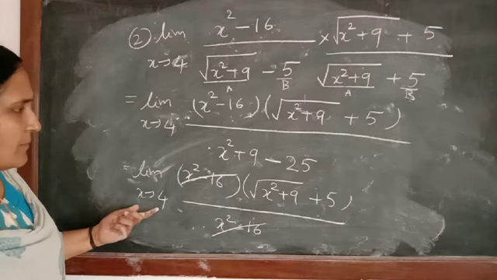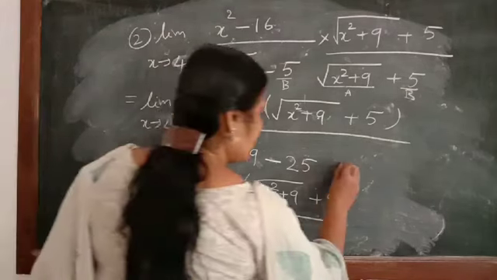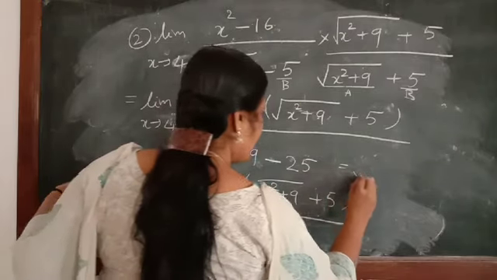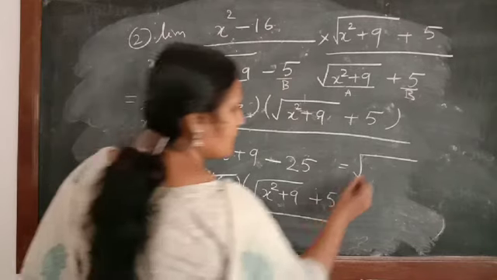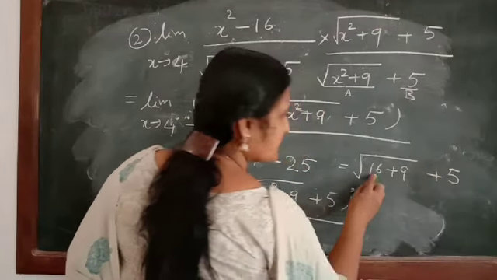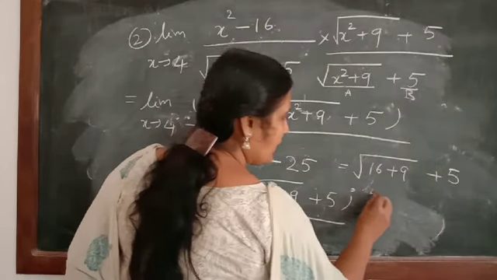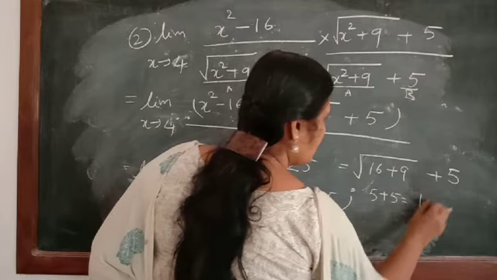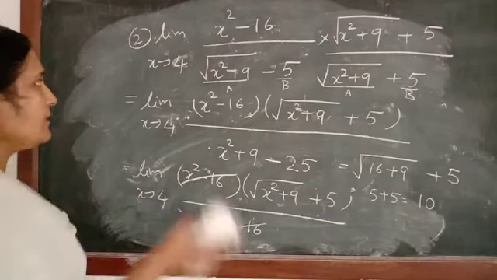Now what can we do? In place of x we can substitute 4. Then it will be equal to, now avoid writing that limit, square root of 4 square, which is 16, plus 9, plus 5. 16 plus 9 is 25, and what is the square root of 25? 5. So it will be equal to 10. Okay, now the next question.